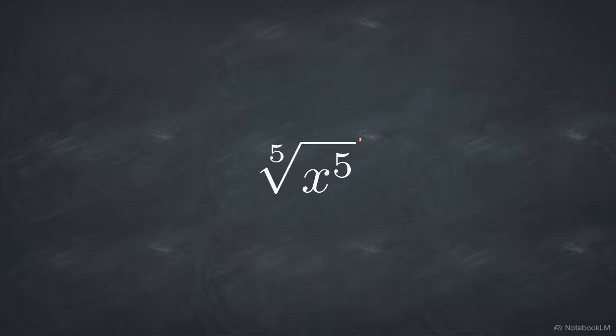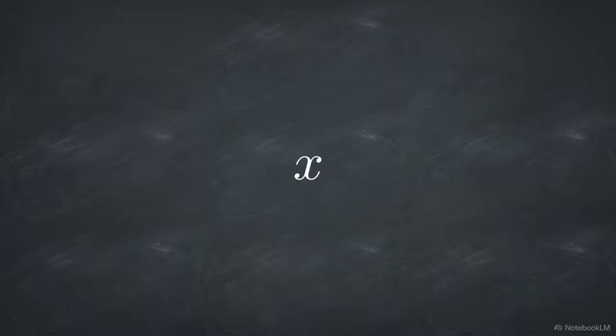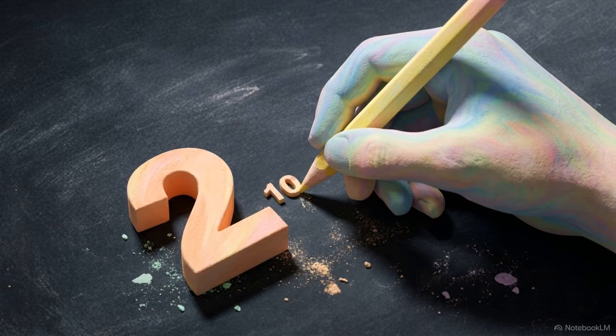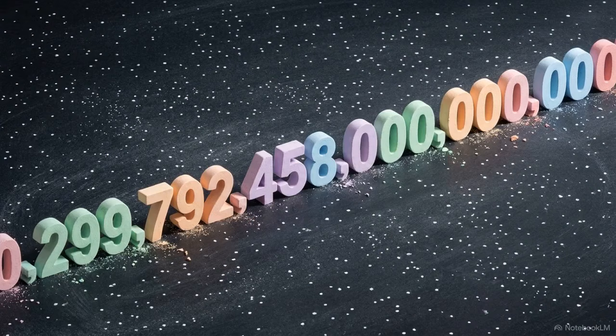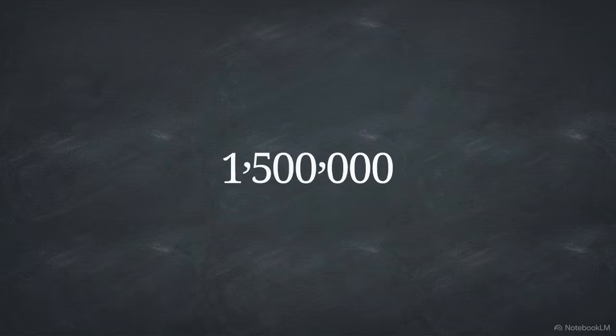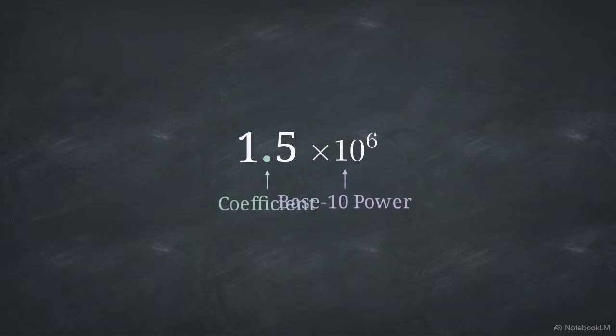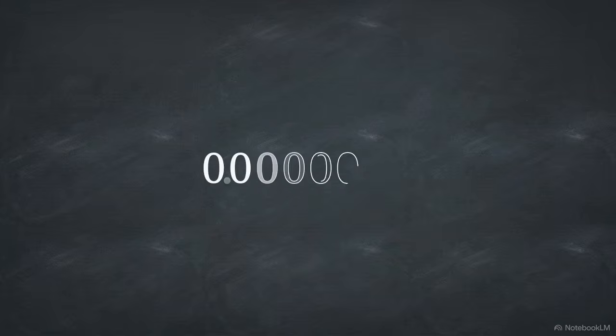Roots act as a rewind button, undoing that work to find the base. Because this notation tracks how many times a number multiplies itself, it gives us the specific shorthand needed to describe values that scale up or down with incredible speed. When numbers become too massive or microscopic for standard decimals, we use scientific notation to eliminate the long strings of zeros. For 1,500,000, the decimal moves 6 spaces left, giving 1.5 times 10 to the 6th.